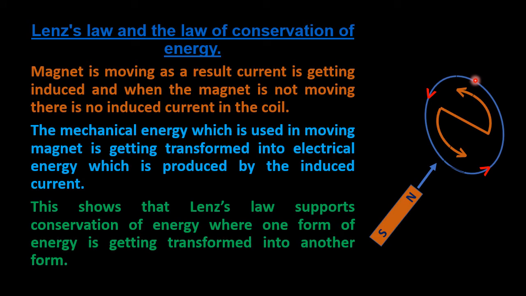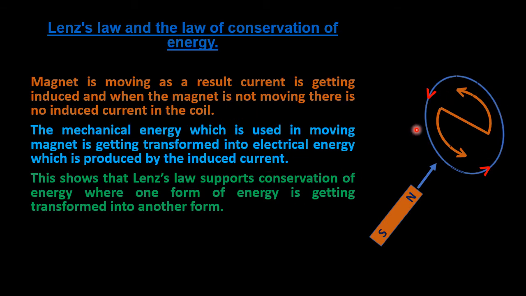This shows that Lenz's law supports the law of conservation of energy, where one form of energy is getting transformed into another. So the mechanical energy which we apply through the magnet is converted into electrical energy. So it is just the conversion of mechanical energy into electrical energy, and it supports the law of conservation of energy. So here we understood that no new energy is created. So this Lenz's law supports the law of conservation of energy.